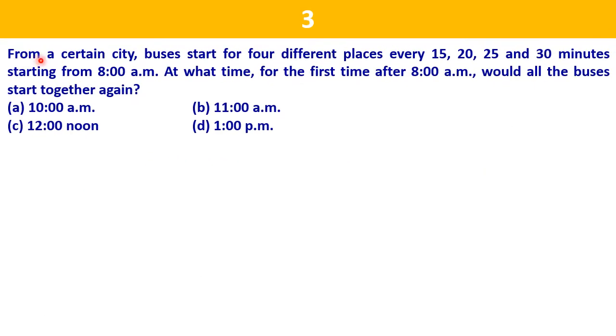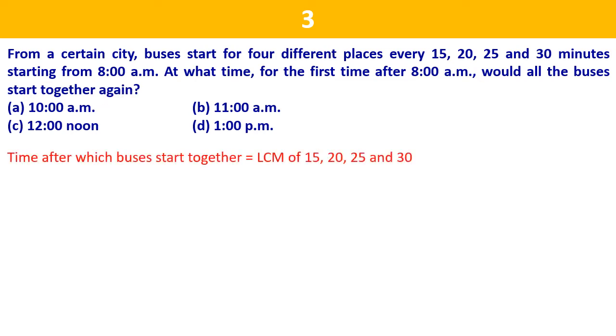Problem 3. From a certain city, buses start for 4 different places every 15, 20, 25 and 30 minutes starting from 8 am. At what time for the first time after 8 am would all the buses start together again? Here we need to find the LCM of 15, 20, 25 and 30, the time after which the buses will again start together.